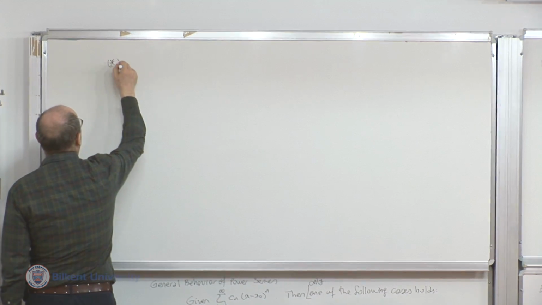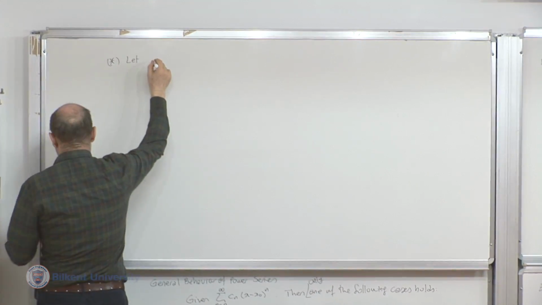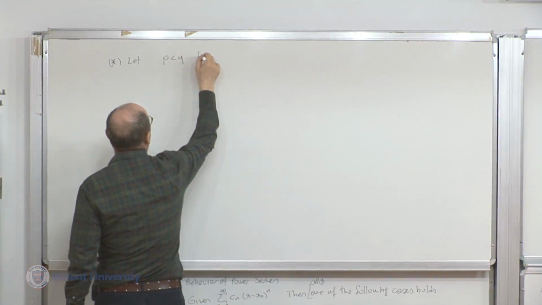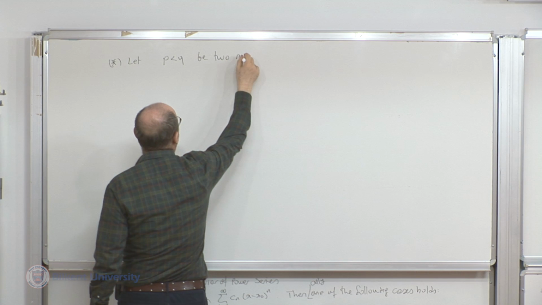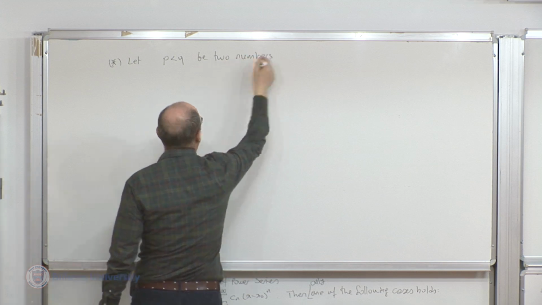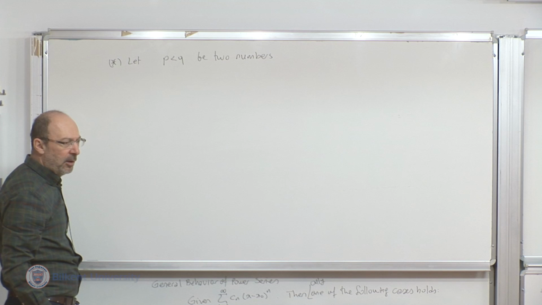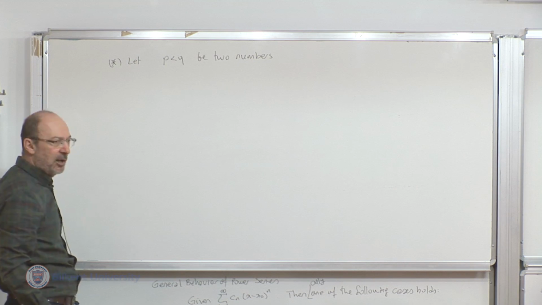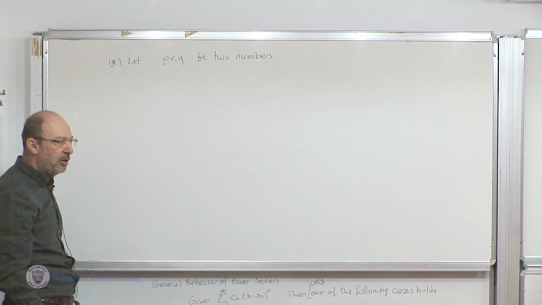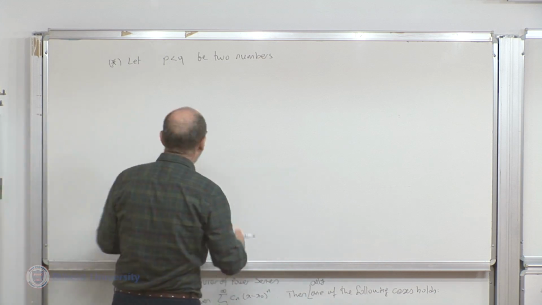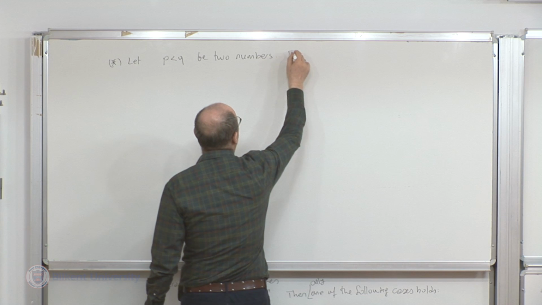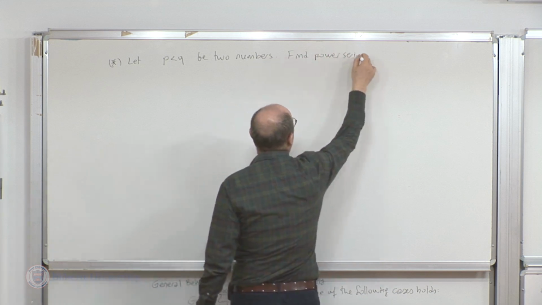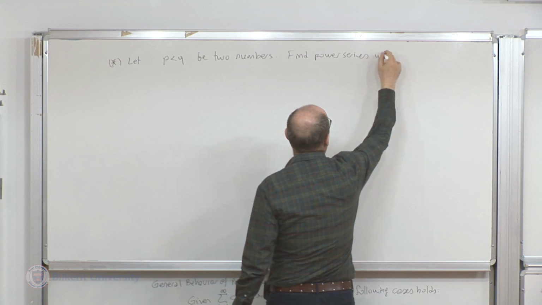So this is: let P, Q be two real numbers. So positive, negative doesn't matter. We are only interested that one of them is larger than the other. So this will define an interval. So find power series with the following properties.